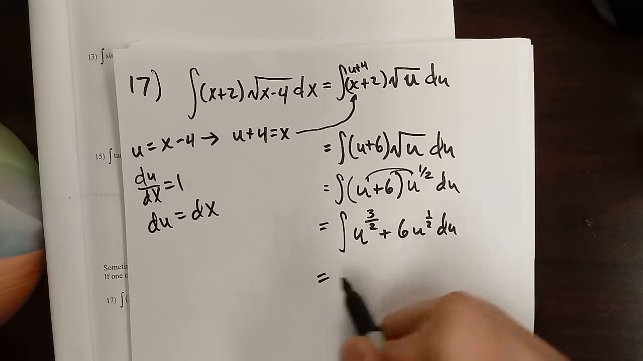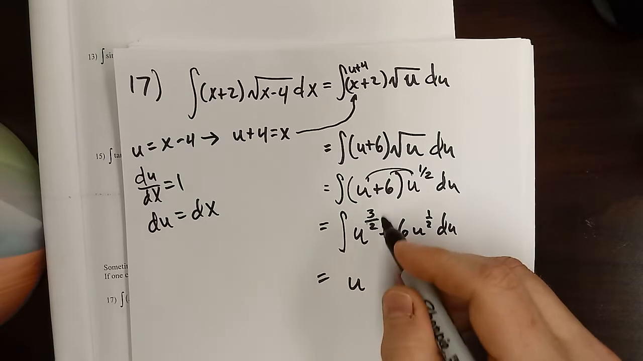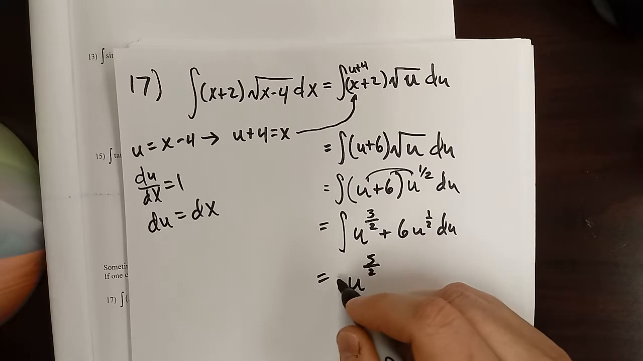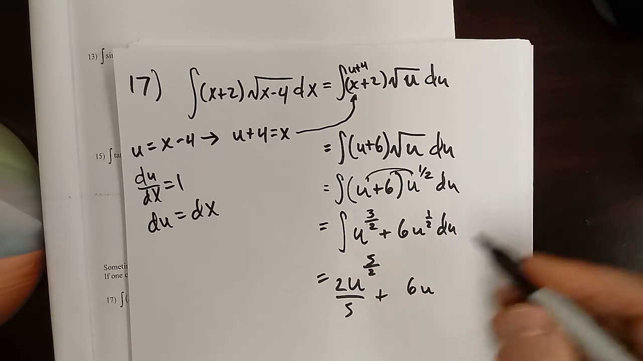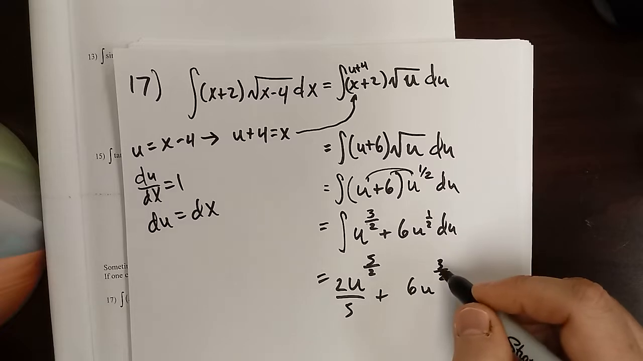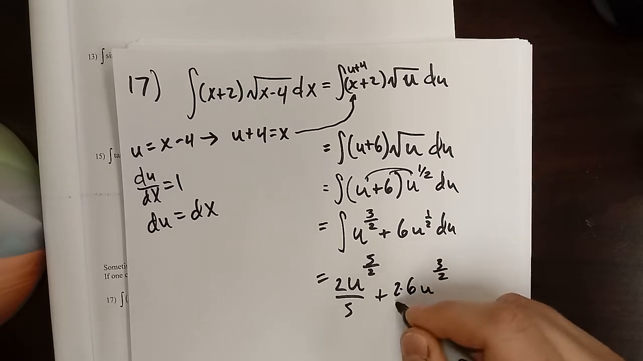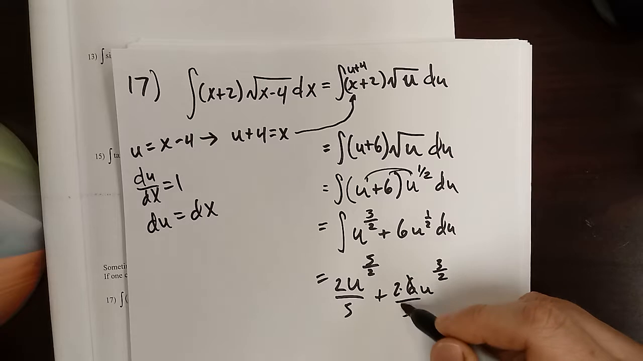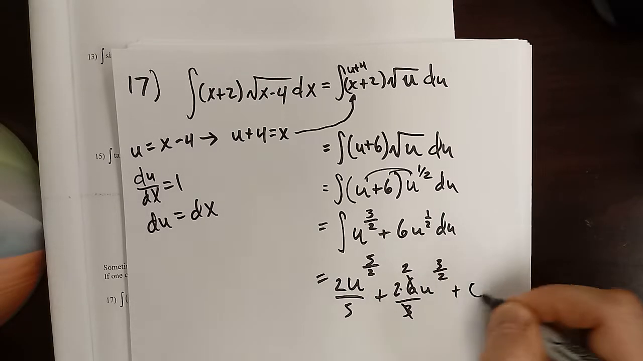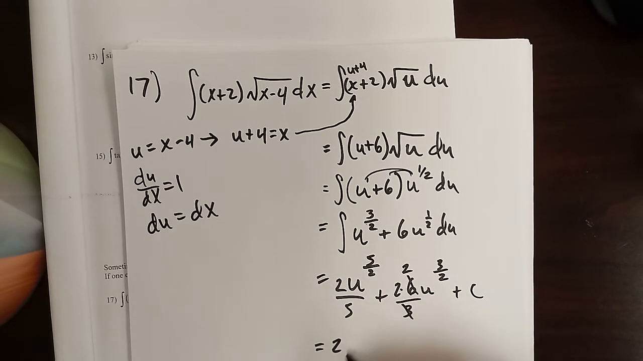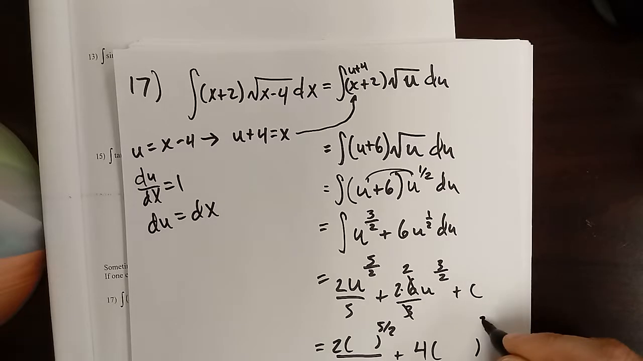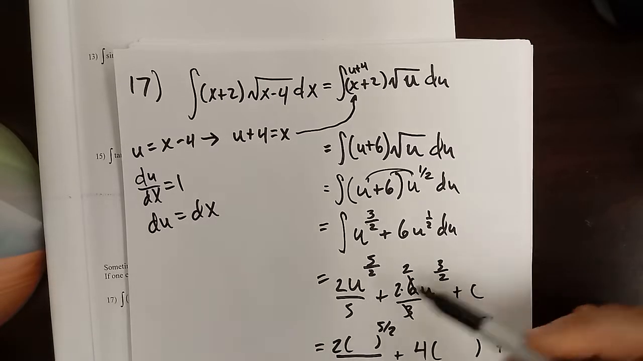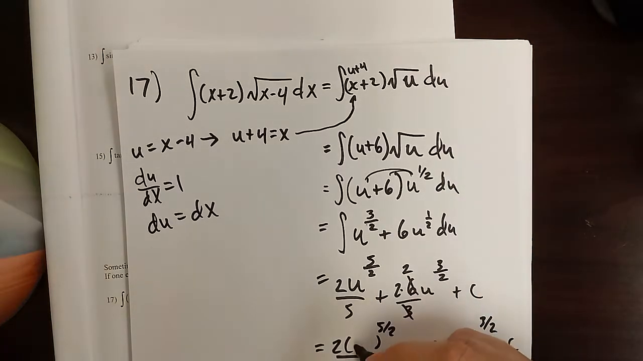I add 1 to each exponent, right? I get u to the 2 over 2 plus 1, 5 over 2, divide by my exponent, and then 6u, add 2 over 2, get 3/2, and then divide by my exponent, multiply by the reciprocal. Ooh, 6 and 3, 6 will turn into a 2. I'm left with 2u to the 5/2 over 5 plus 4u to the 3/2 plus c. And that, let's see, u was x minus 4.